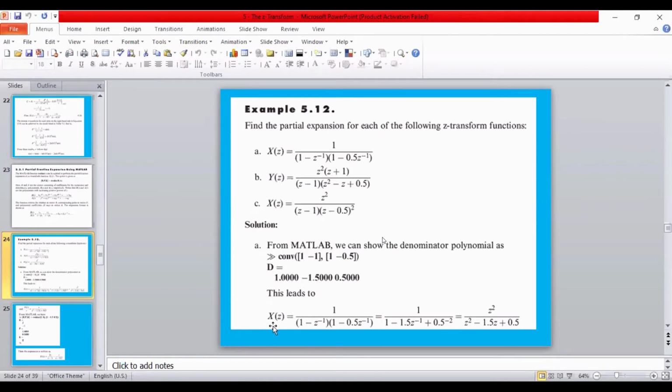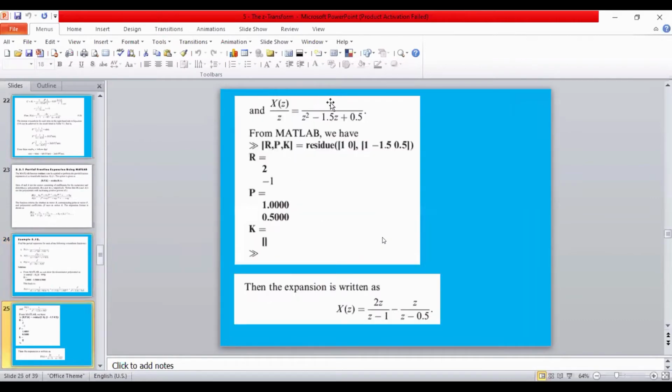Then, remember, we have to obtain the function as a fraction. So now we have to divide by z. It means that we will lose the square here, right? Now instead of z squared, we get simply z, because now we have a fraction. This way, again, we are ready to use the residue command in MATLAB.